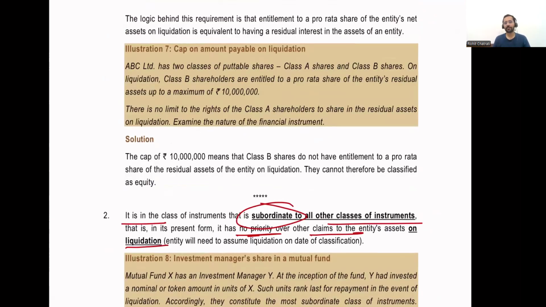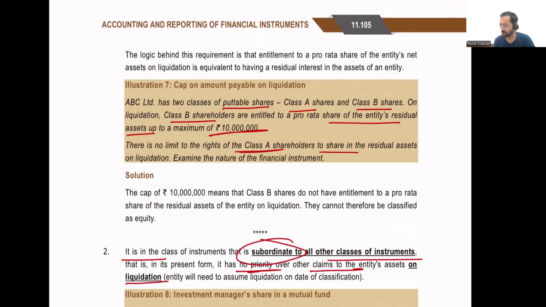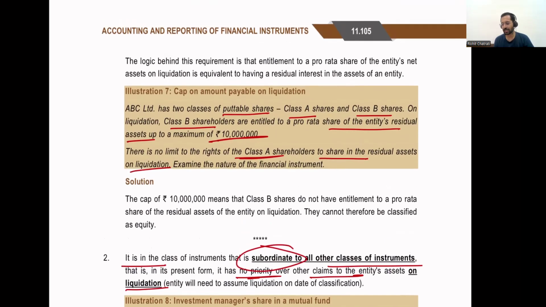Now let us look at different illustrations, starting with illustration number 7. ABC Limited has two classes of puttable shares. So ABC Limited is a company which has two puttable shares, Class A and Class B. Upon liquidation, Class B shareholders are entitled to a pro rata share in the entity's residual assets up to a maximum of 10 million. So Class B shareholders are entitled to the pro rata share in net assets, but there is a cap of 10 million. There is no limit to the rights of Class A shareholders to the share in residual assets on liquidation.